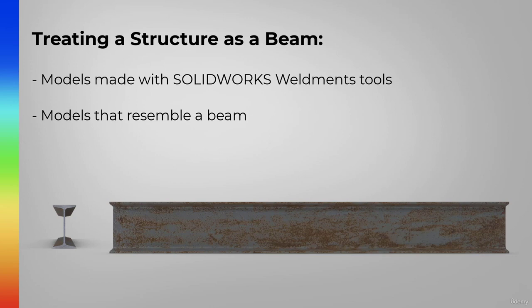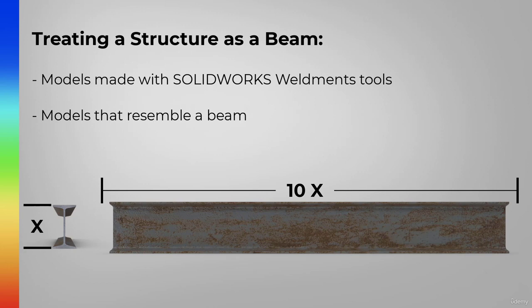In those cases, we will have to make an educated guess whether or not we want the simulation to treat the model as a beam. A general rule of thumb is that if the length of a part is at least 10 times its second most dominant dimension, then we can consider treating it as a beam. In the next videos, we will take a look at using SOLIDWORKS simulation with beams.